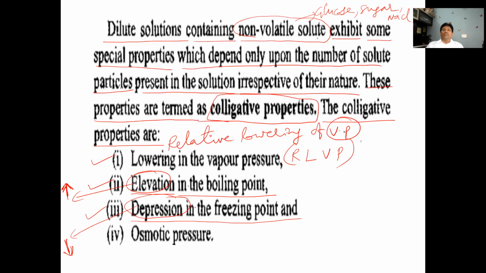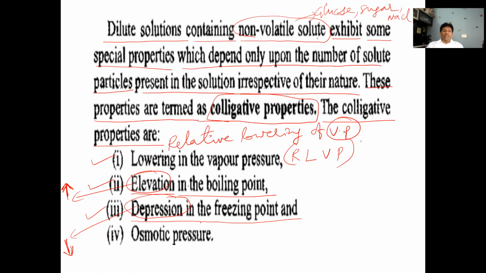When we add non-volatile solute particles such as glucose, urea, sucrose and NaCl to water, which properties will change? The vapor pressure of pure water decreases on adding non-volatile solute, the boiling point of water increases, and the freezing point of water will be depressed. Depressed means decreased. So depression in the freezing point of the solvent is also a colligative property.